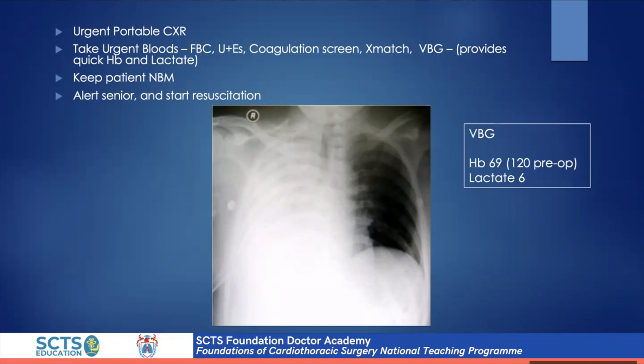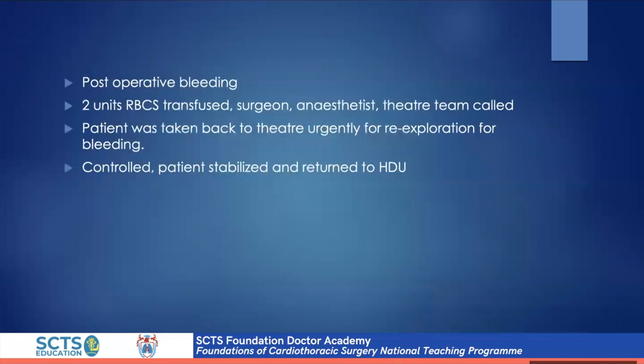So as the VBG shows, Hb is 69. It was 120 preoperatively, and the lactate is raised as well. So we're very concerned. So it's making sure that the patient is then prepped for going back to theatre. So this is a postoperative bleeding scenario.